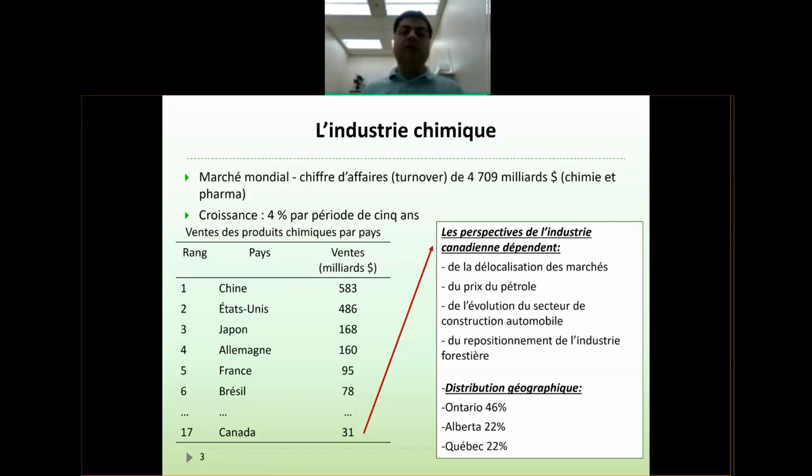But in Canada, there are some parameters that impact its chemical industry, for example the market, the price of petroleum, and some other factors that are listed here. But definitely Canada can be a big player in the chemical industry. Still, 31 billion dollars is not low. $31 billion from only the chemical industry.